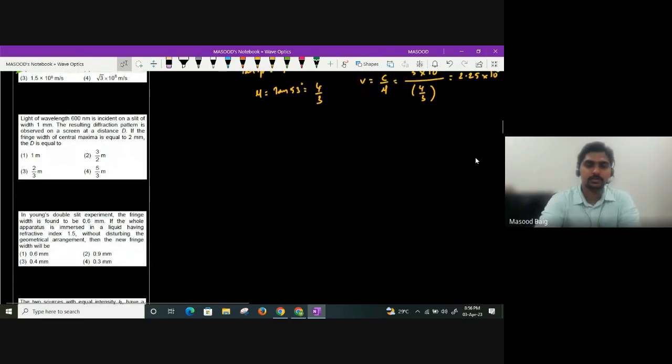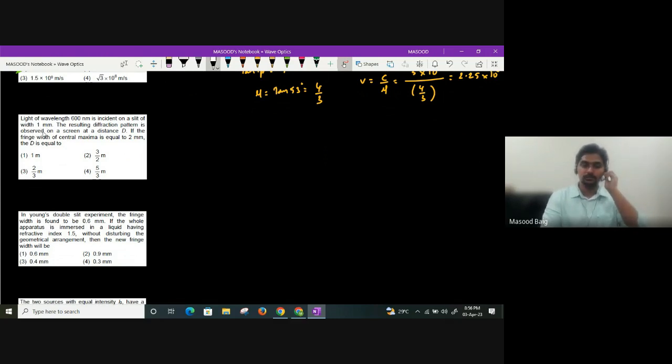Light of wavelength 600 nanometer is incident on a slit of width 1 mm. So only one slit is given. The resulting diffraction pattern is observed on a screen at a distance capital D. If the fringe width of central maxima is equal to 2 mm, what is the capital D value they are asking?